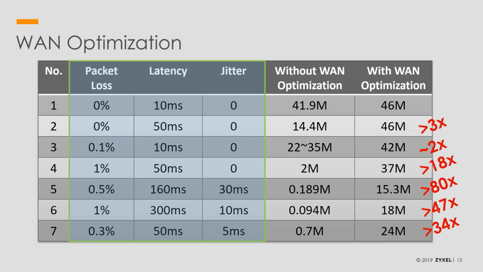This chart here shows that the worse the line actually is, the more benefit you see from the SD-WAN solution and the WAN optimization. The number one there is mostly an optimal scenario anyway, so we see fairly minimal improvements on the transfer speeds. But as the line goes worse and worse, we see more and more benefit of the WAN optimization.